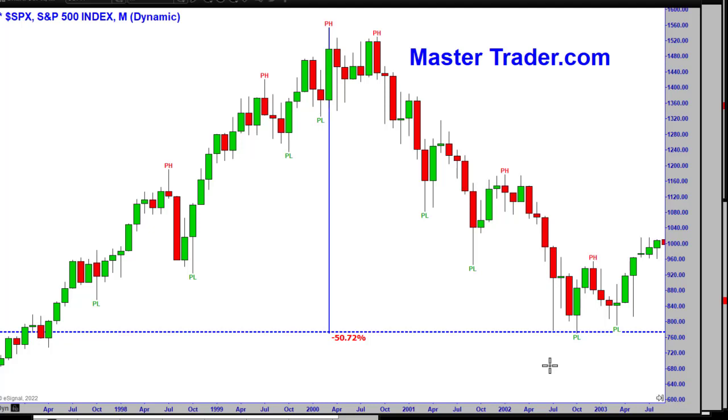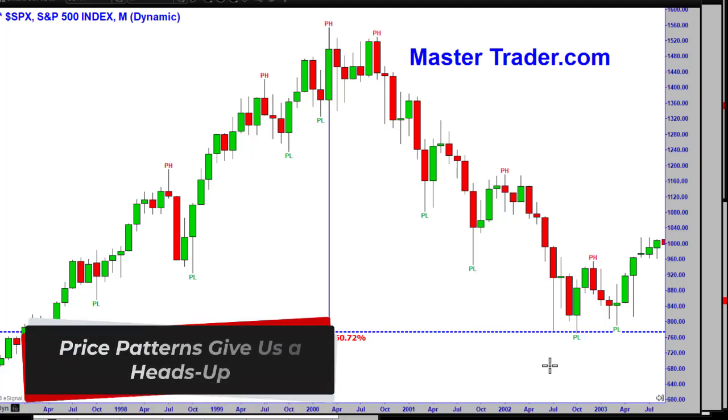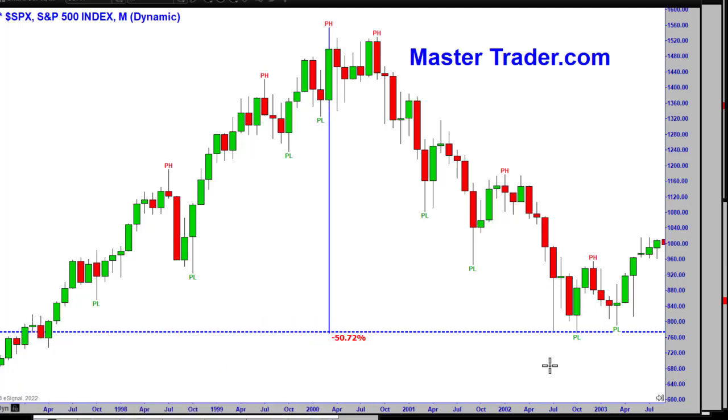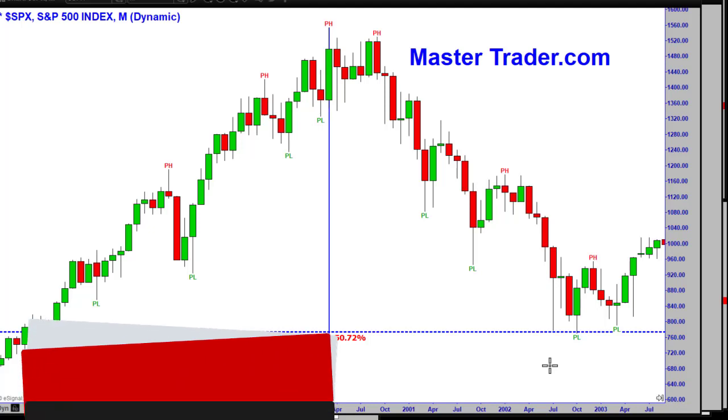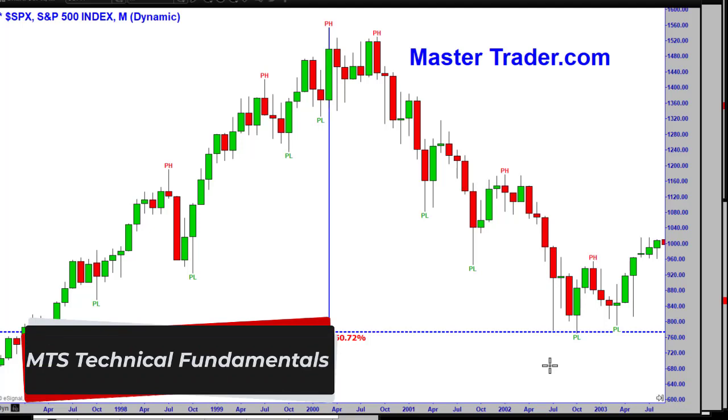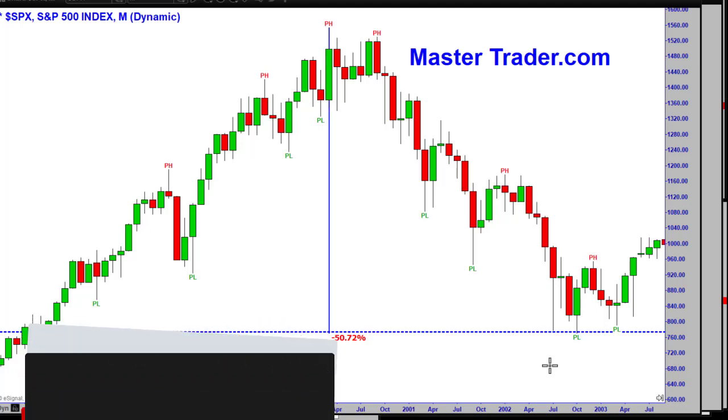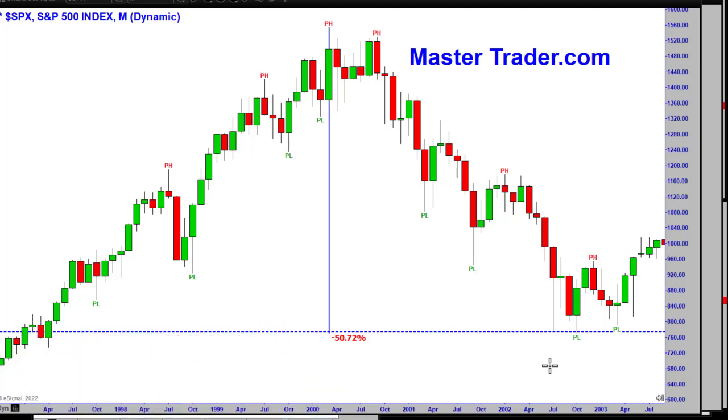Now, patterns alone aren't the only thing that causes a crash. Patterns give us a heads up that something's going wrong, that distribution is going on, but it really doesn't tell us how far down prices will go. There are what we call technical fundamentals that give us a heads up as to the underlying deterioration within the markets. And that's based on money supply as we look at yield curves and intermarket analysis and market internals.